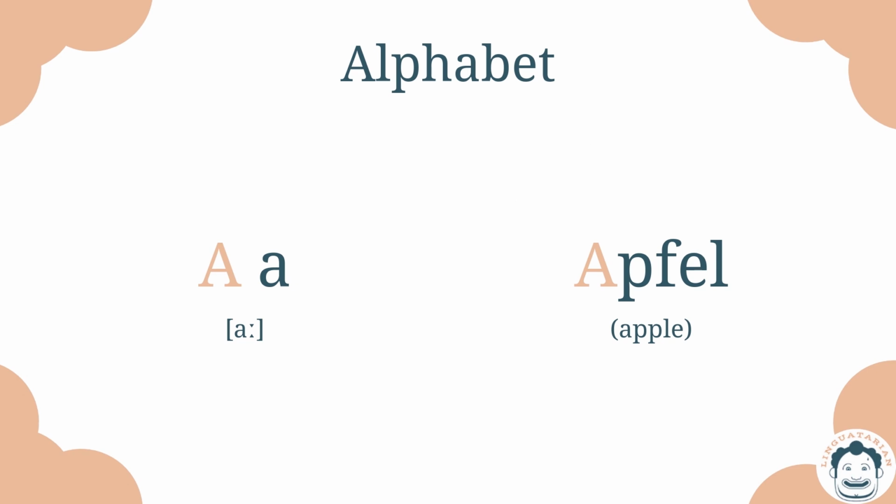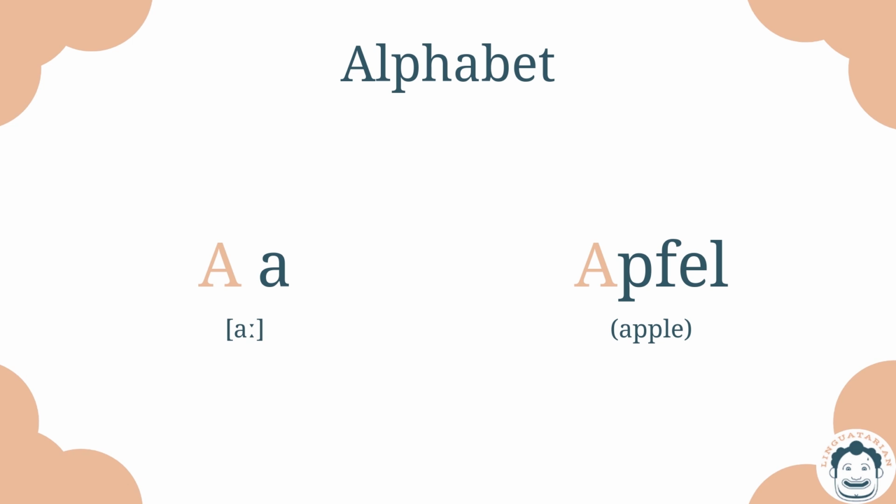We will begin by going through the 26 Latin letters, since they do have differing pronunciations than that of English. We'll start with the letter A. A. And the example word here is Apfel. Apfel. And keep in mind, you do not have to memorize these words. They are only here to provide some context for the letter.